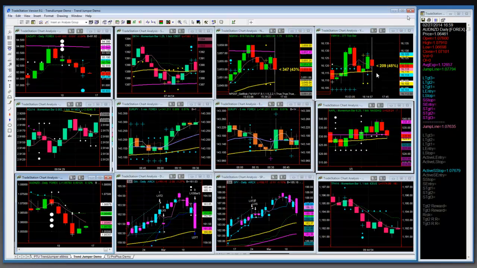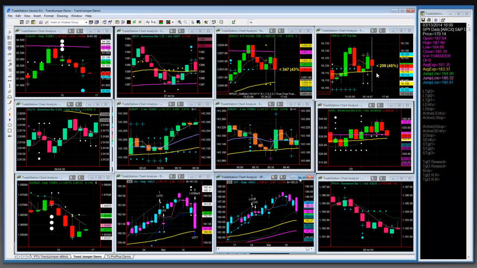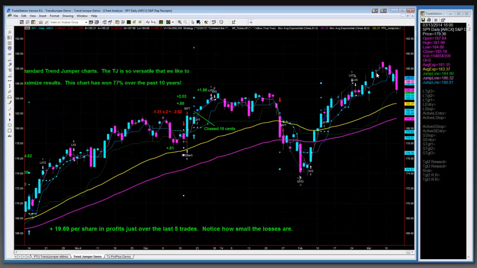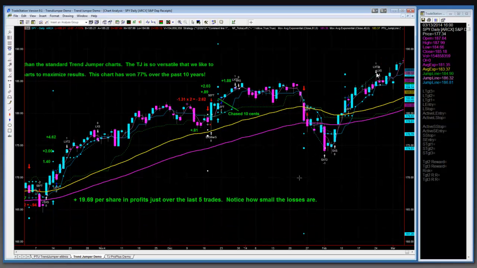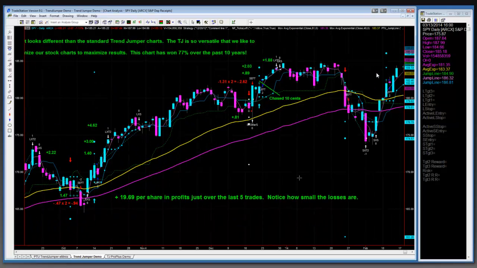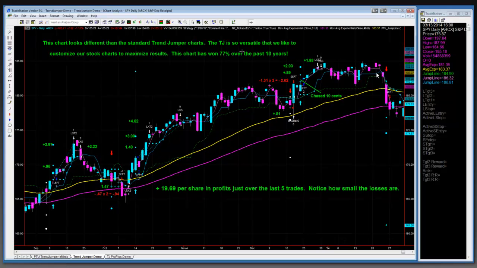We could look at that. We could look at more Forex. I wanted to cover a little bit of stocks and options too, because this is huge when it comes to Trend Jumper. There's so many great opportunities. Trend Jumper can be customized now with the new Pro tools. This trade plan was created over a year ago, at which point it was winning about 77% of its trades over the last 10 years.